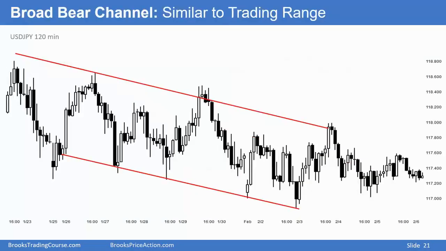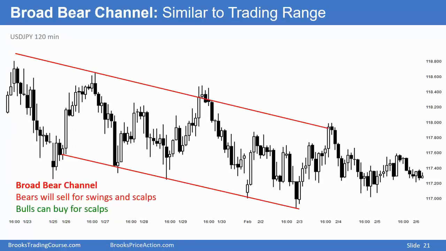Take a look at this chart. It's a 120-minute chart, dollar versus the yen. What do you think about this chart compared to the last chart? It's a broad bear channel. The pullbacks last many bars and they retrace much of the prior bear leg. It basically looks like a trading range that sloped slightly down, and a lot of the chart is, in fact, in a trading range. Bulls can buy for scalps.